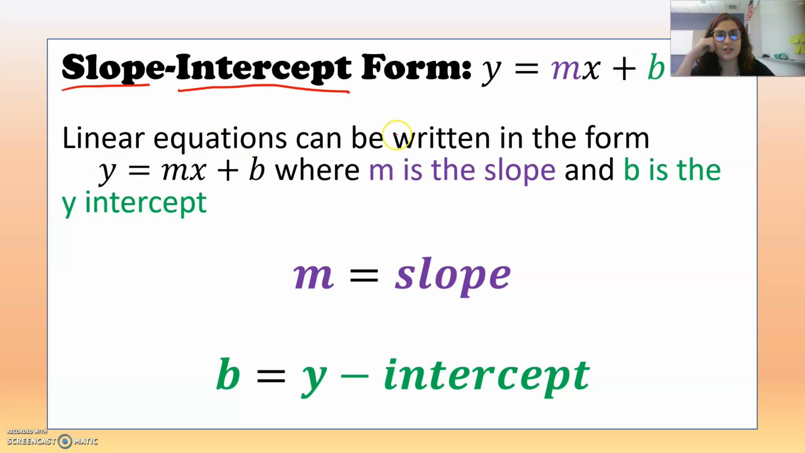All right, so linear equations can be written in the form y equals mx plus b. So y equals m times x plus b, where m is the slope, and b is the y-intercept. So that's why it's called slope-intercept form, because the slope and the y-intercept are really easy to identify. So m is the slope, so any number I can put in here to make the slope. And then I can have any number for b as the y-intercept. So this is a really, really important equation to know.